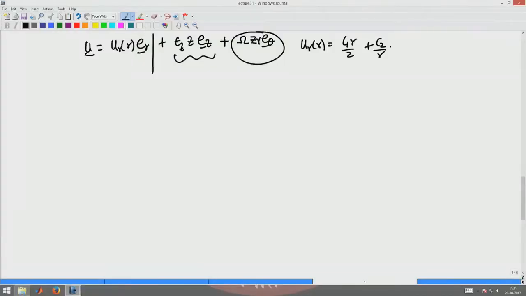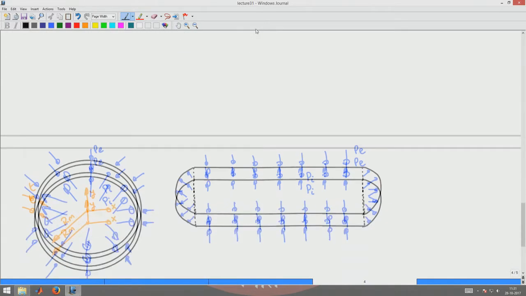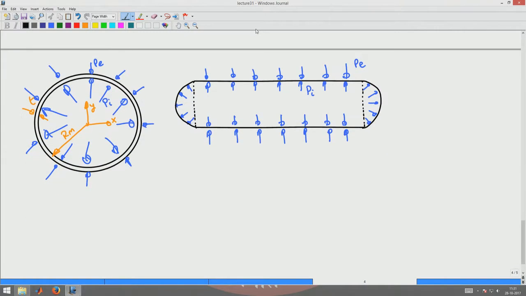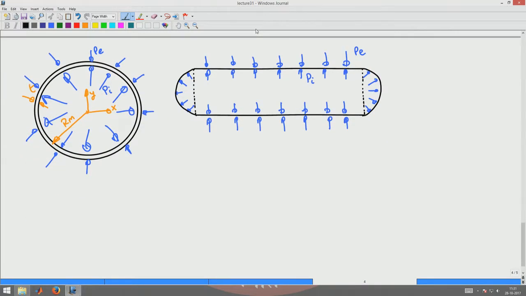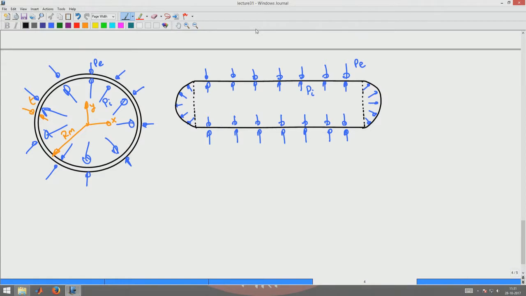Now, we will move on from looking at rigorous elasticity based solutions to vessels like this, structures like this, to an approximate equilibrium based approach, wherein what we are doing now is we are looking at thin walled pressure vessels.